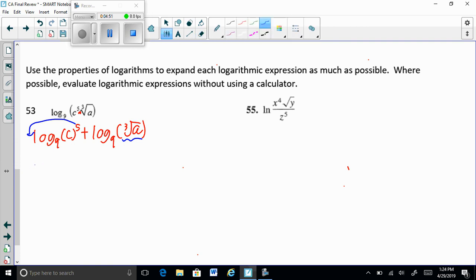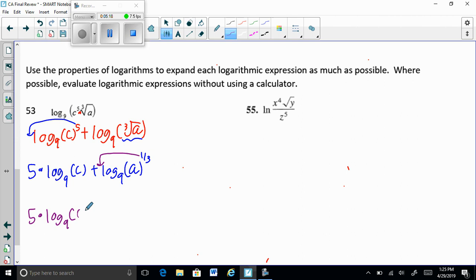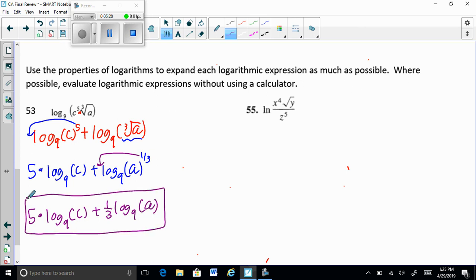So I'm going to have 5 times log base 9 of c, and then plus log base 9, and then that cube root is the same thing as raising to the 1/3 power. So that's what I did there. And so the last move I need to do is move that 1/3 right here. So my final result is going to be 5 times log base 9 of c plus 1/3 log base 9 of a. And so that is that part right there.